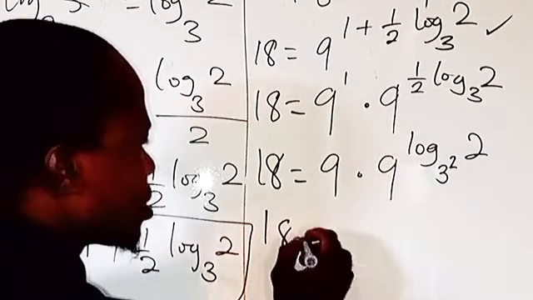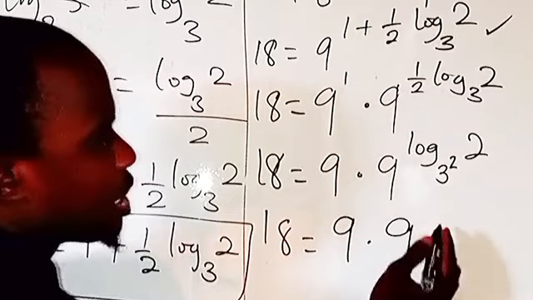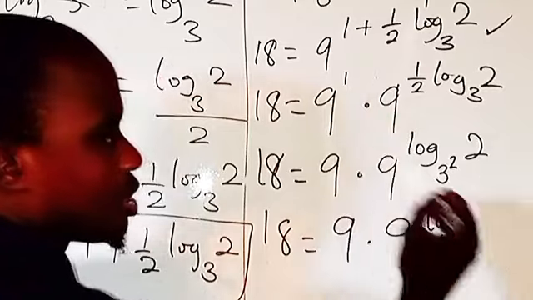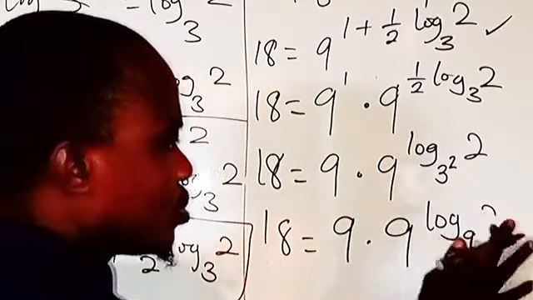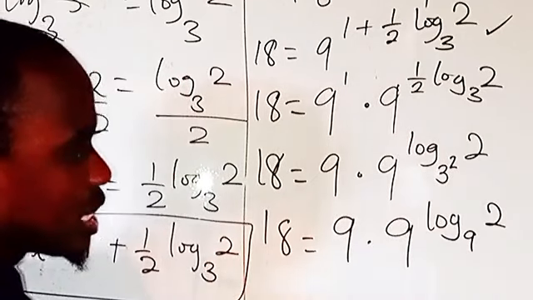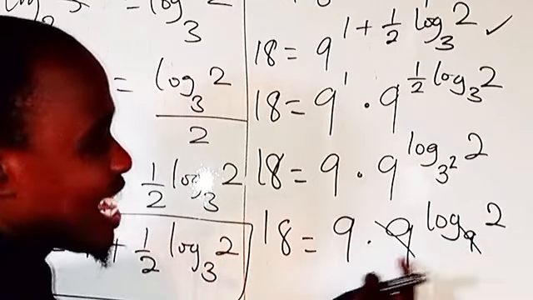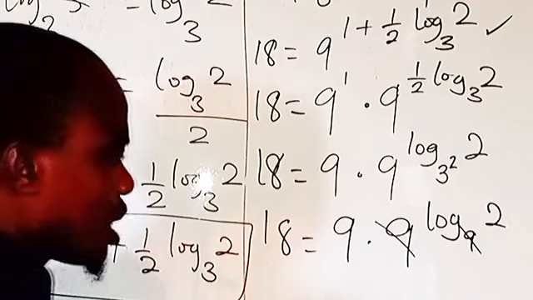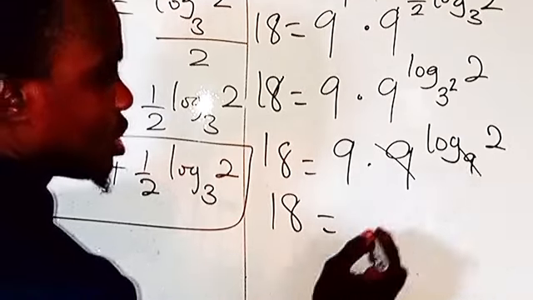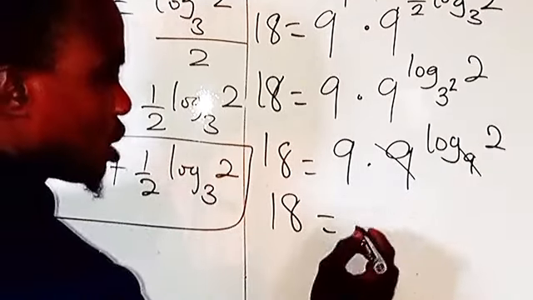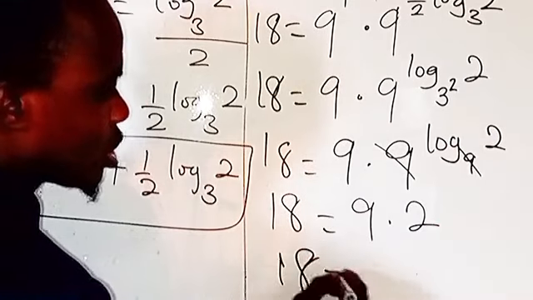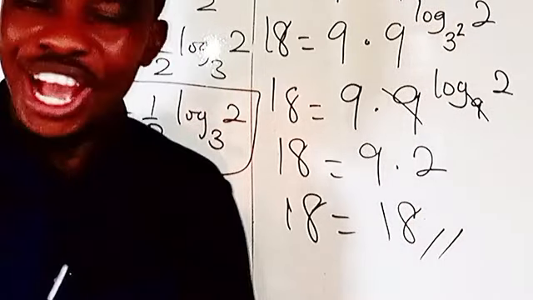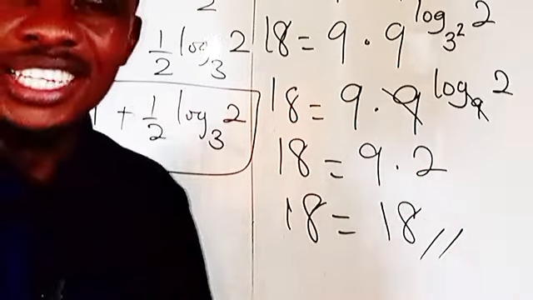Now, from there, you have 18 equals 9 multiplied by 9 to the power of log base 3 of 2 squared, which is 9 to the power of log 3 of 2. Whenever you have this, we have to cancel this because they are of the same base. We have the base here and we have another base for the log. Whenever you have that, we cancel out this. Then you bring down this one. We have 9 multiplied by 2. So 18 equals 9 multiplied by 2, which is 18. Can't you see that we have our answer? The two sides are the same, right?